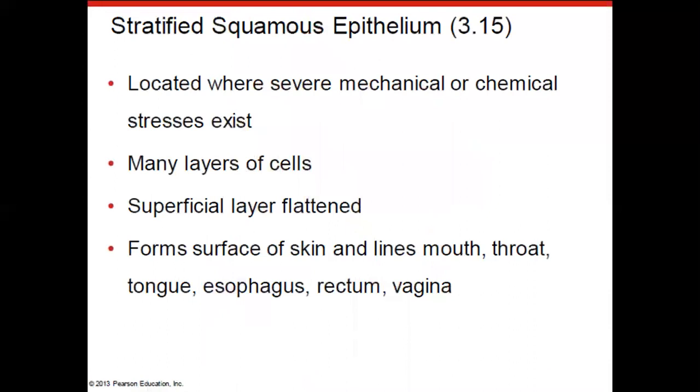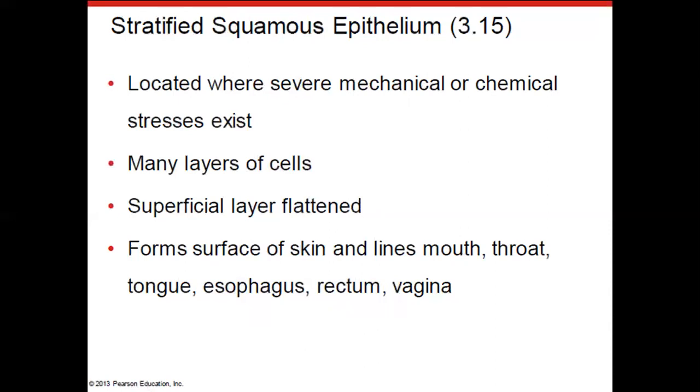Stratified squamous epithelium is located where a lot of mechanical or chemical stress exists. So think about areas of the body where you're exposed to the external environment. For example, your skin, or lining your mouth, your throat, your tongue. Down your throat is your esophagus. Anywhere you're exposed to the external environment, typically nearby is a layer of stratified squamous epithelium, where you could be damaged if otherwise there was a really thin layer.